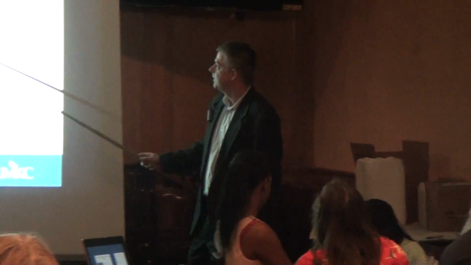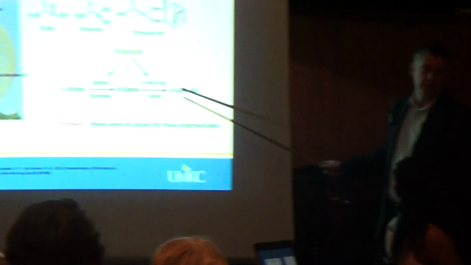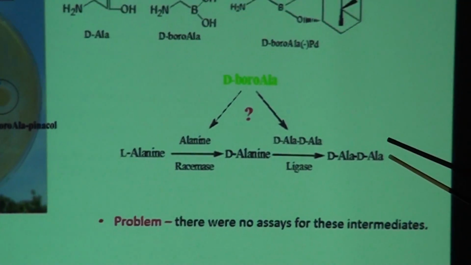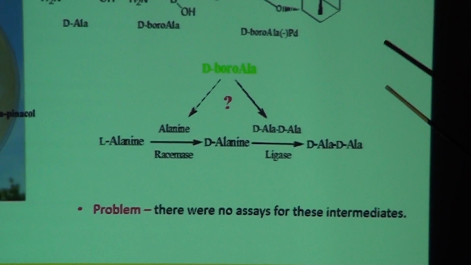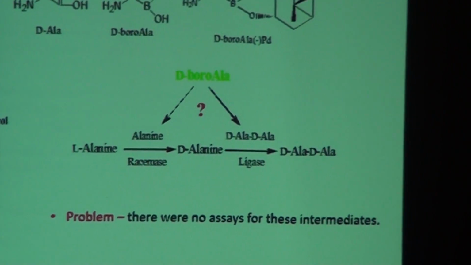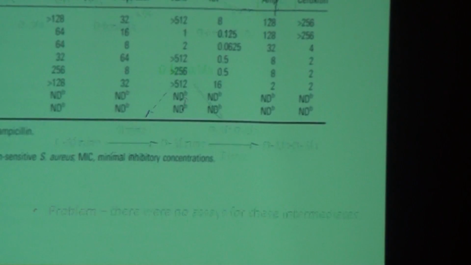Well, we have this alanine branch in the cell wall biosynthesis pathway. We're thinking, well, it's probably acting there somewhere. Well, how do we figure that out? Oh, that's a problem, right? That's not so easy. So our next slide.